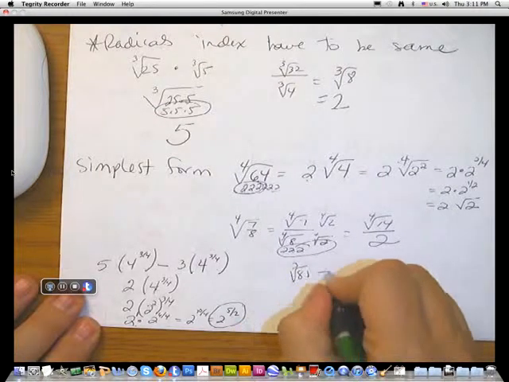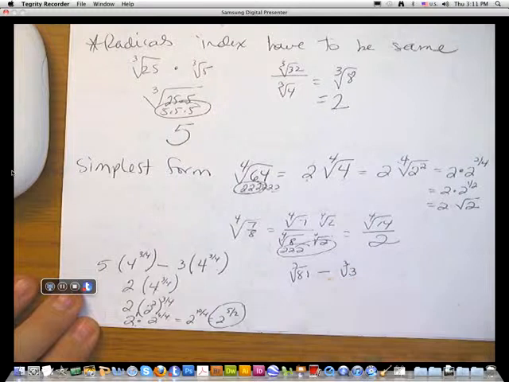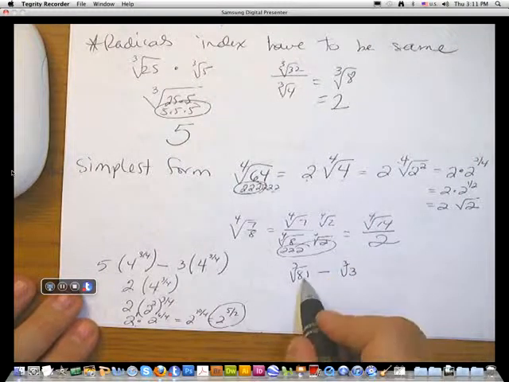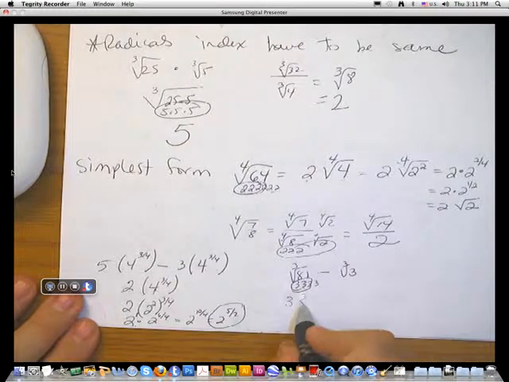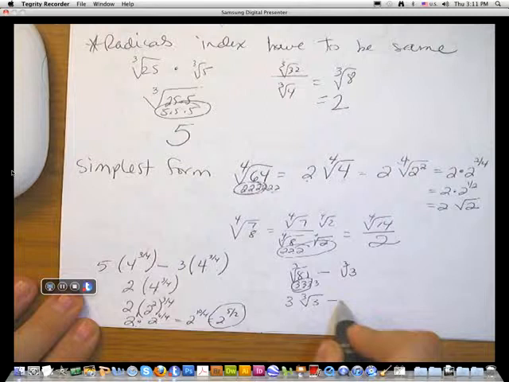Cube root of 81 minus the cube root of 3. As it is, I can't do anything with it. But 81 is made of 3, 3, 3, and 3. I can pull a 3 out, so 1's left over. 3 minus 1 is 2.